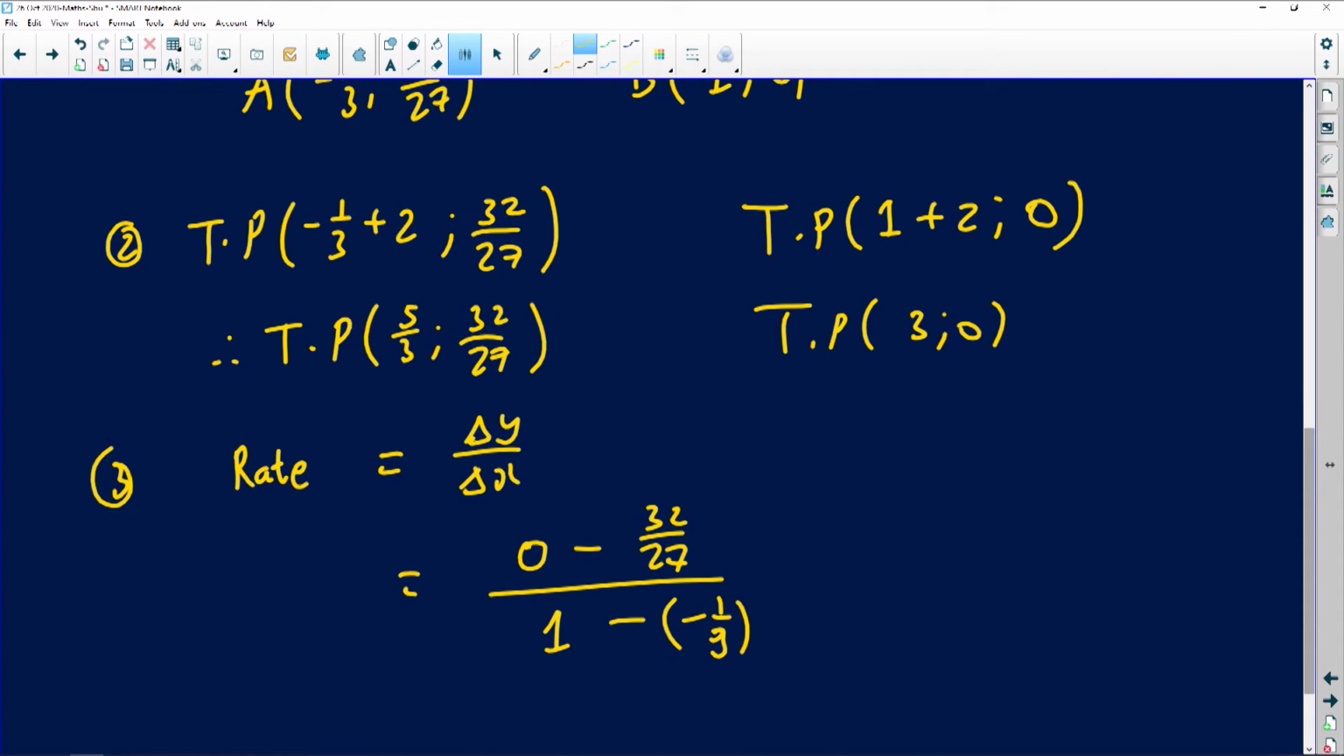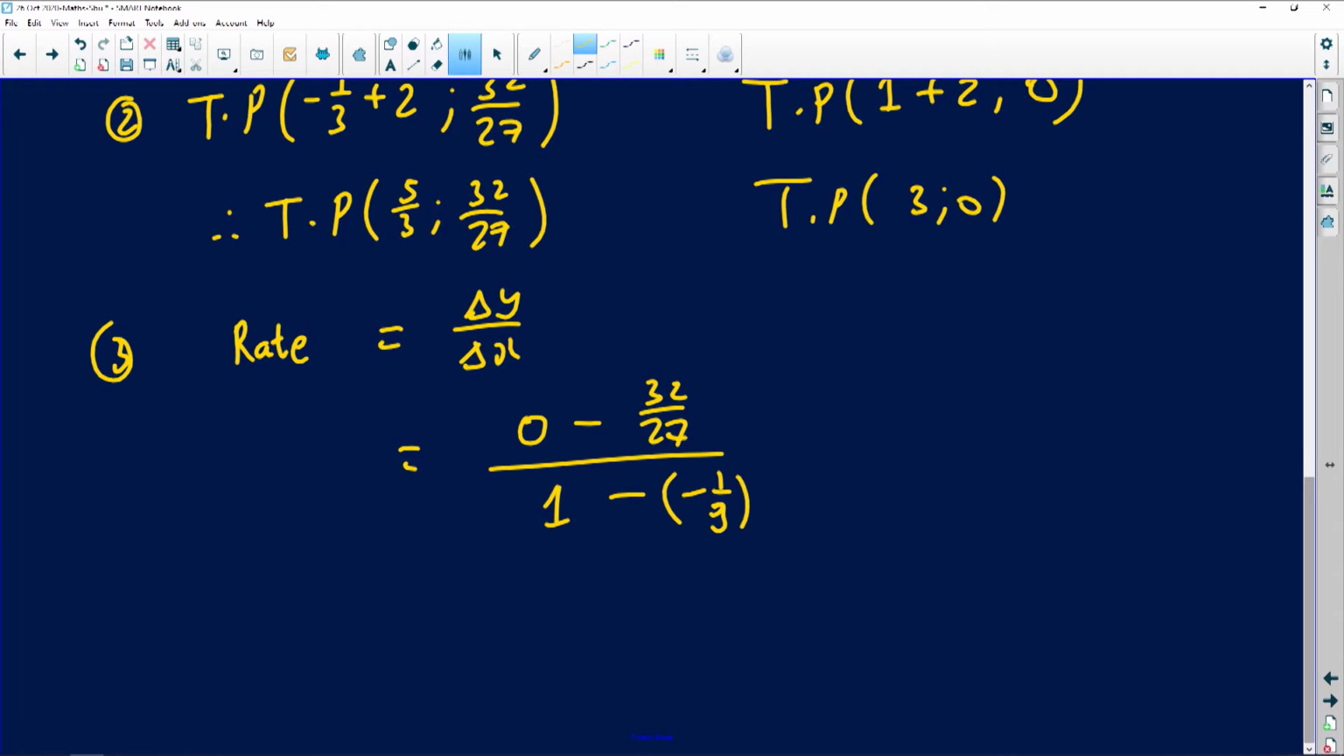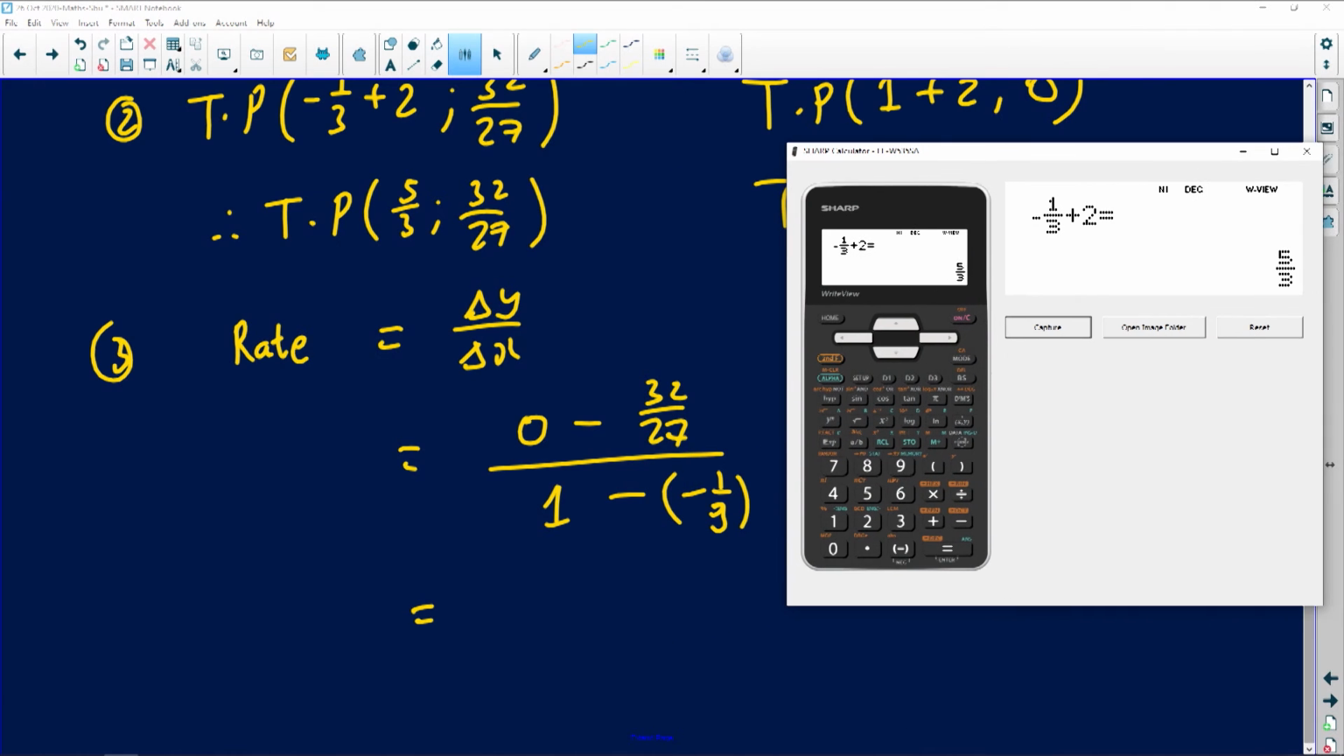At A, the gradient is 0 because it's the turning point. At B, the gradient is also 0 because it's the turning point. But from A to B, we're trying to figure out what the gradient of the graph is, the average rate of change. At what rate is the graph changing from A to B? So I'm going to call the calculator again to do a quick computation.